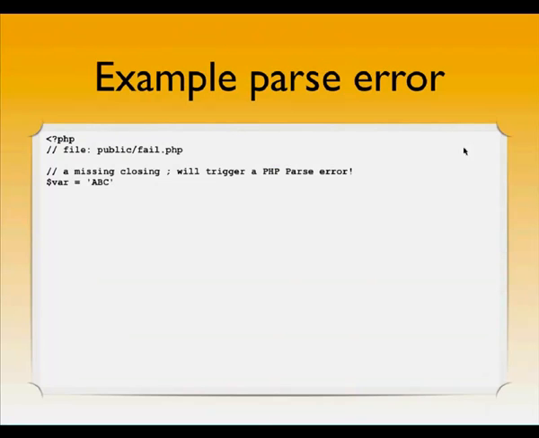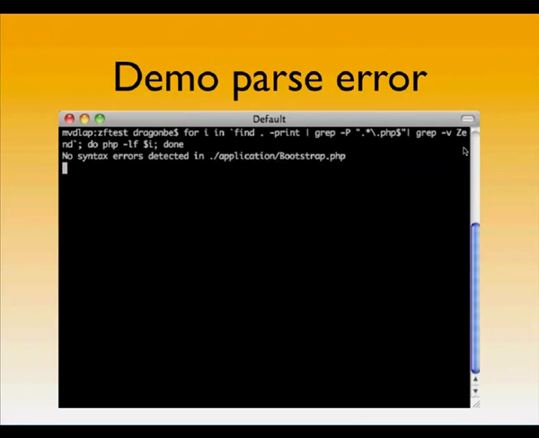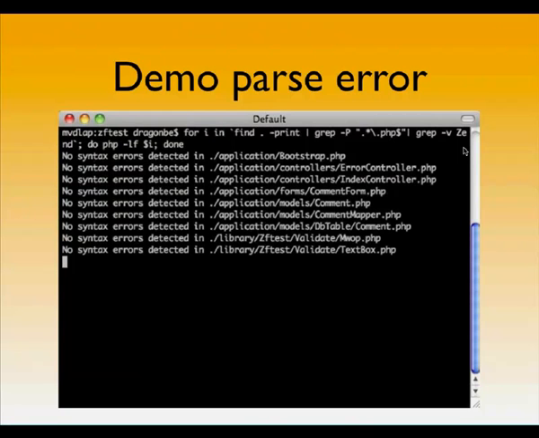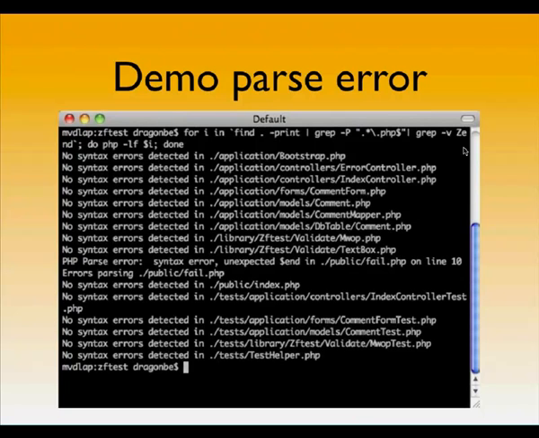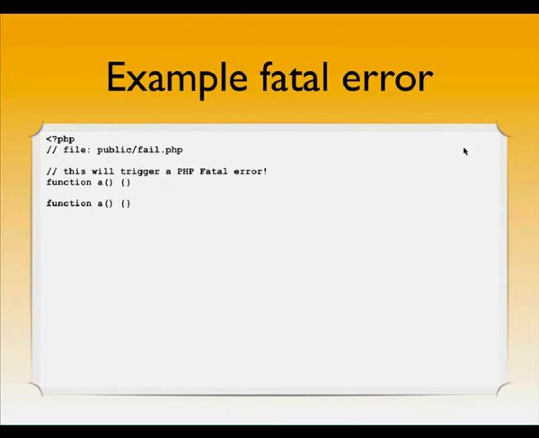So let's generate a parse error. I forgot a semicolon. And as you will see, it will notify you of a PHP parse error, unexpected end in the PHP file. And a fatal error when you have two functions with the same name, for instance.